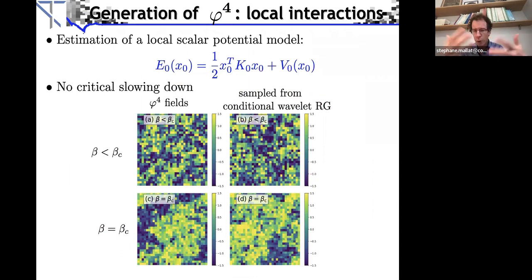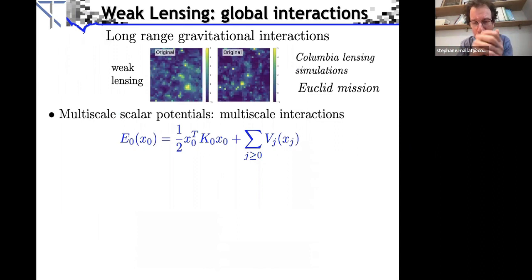Okay, so with that kind of technique, you can recover φ⁴, but obviously this is not our goal. The goal now is going to take this idea and to show in one sense it's related to deep nets and how you can do much more powerful things. So the first application I'm going to look at before deep nets is weak lensing.